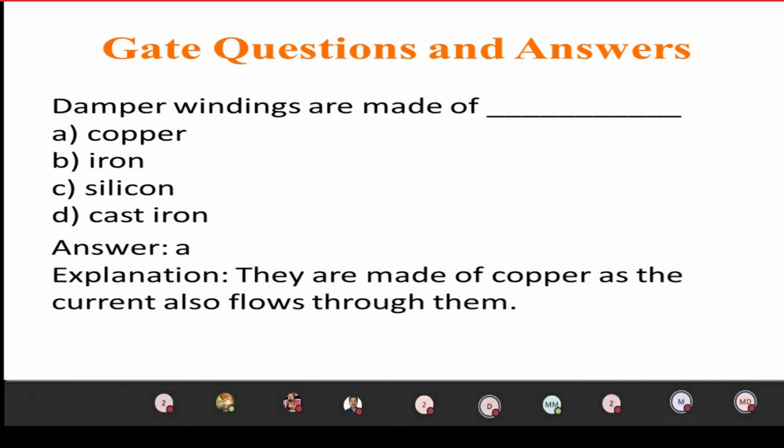So they are made of copper and the current also flows through them. At the time of the hunting effect, the current flows through the damper winding, producing the torque. Due to that, it will compensate the oscillation. So copper is a good choice for us.